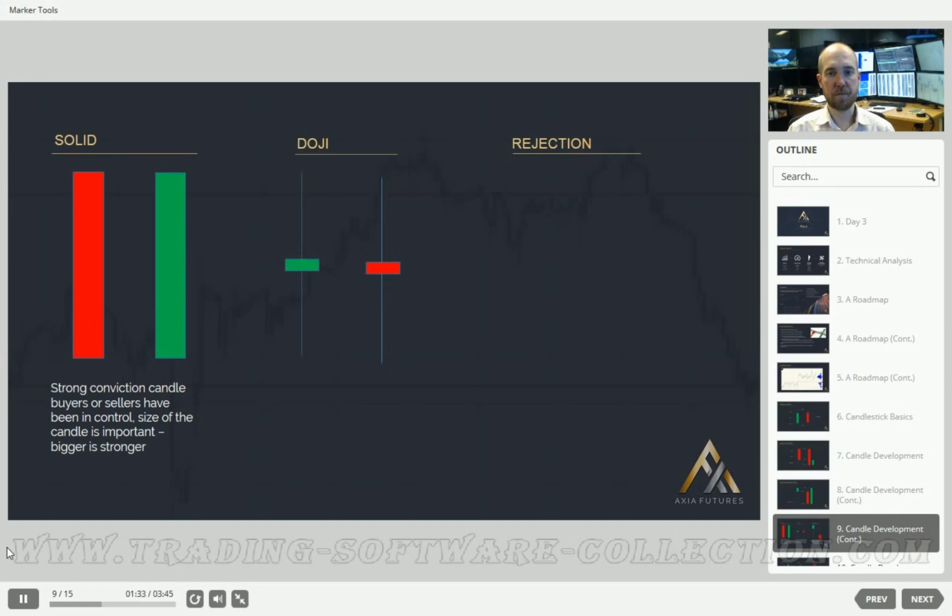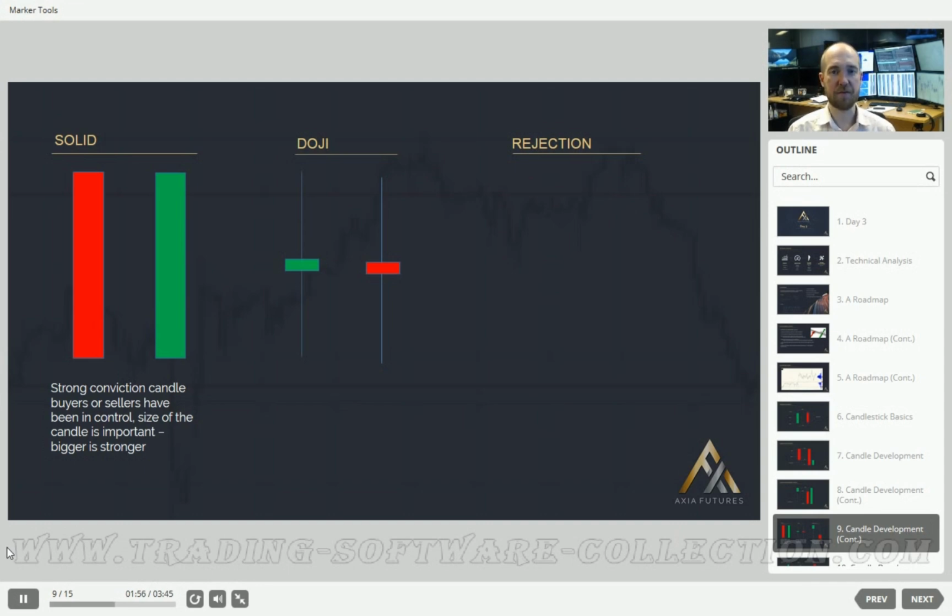Now, a doji does show complete indecision. The market has tested one way, tested the other, and ultimately closed nowhere different to where it opened. This is showing very little decision from the market. The key thing with a doji candle is where it's positioned in a sequence. If it's in the middle of a range, it has very little bearing on what is going to happen next.